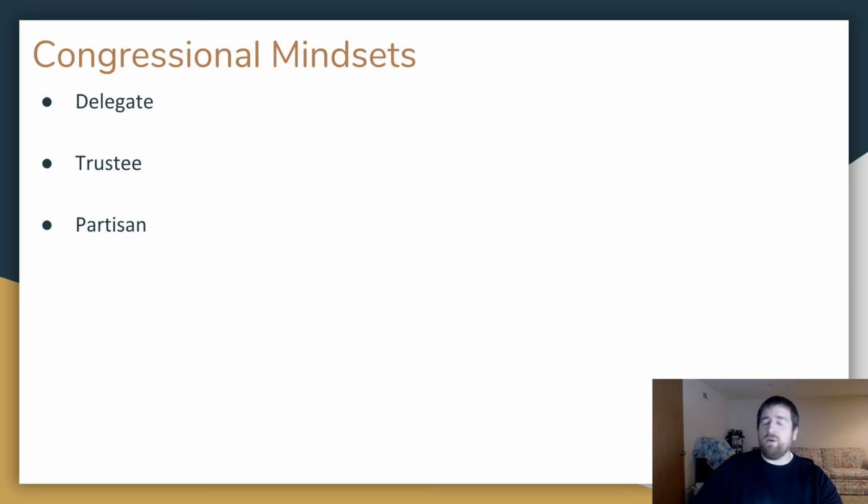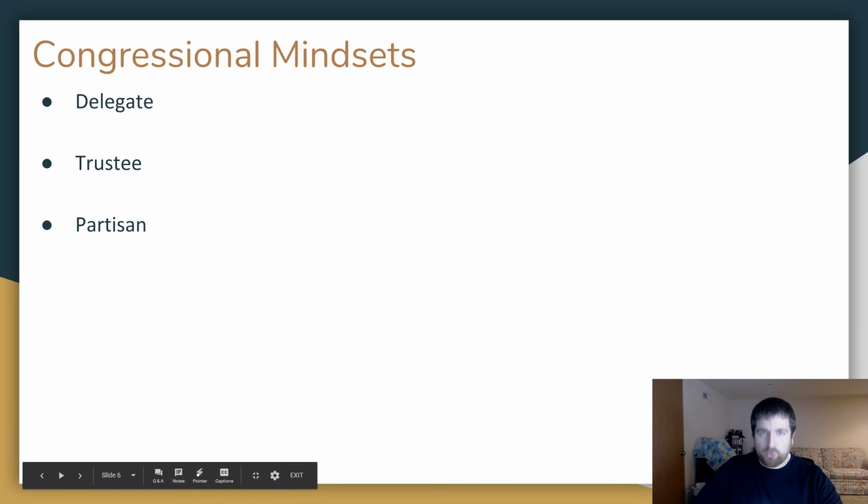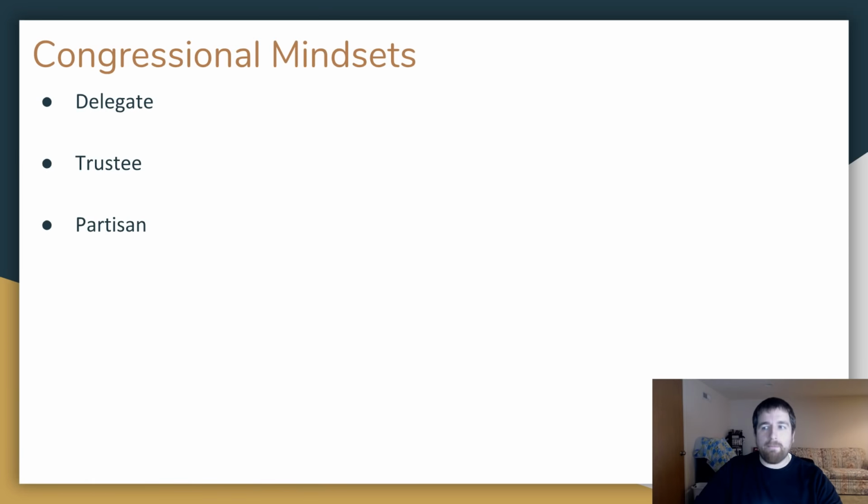Now, when we talk about not losing the interests of those two groups, that means that members of Congress kind of have to toe a line and figure out what their mindset is going to be as they make certain decisions. And so when we talk about the mindset of congressmen and women and how they vote and how they make the decisions that they make, generally they approach that with three different mindsets, either as a delegate, a trustee, or a partisan. Let's talk about delegates first.